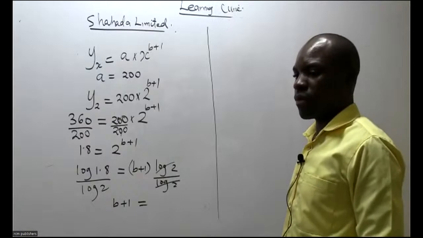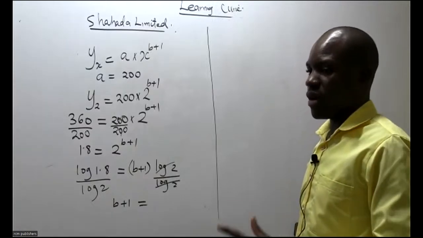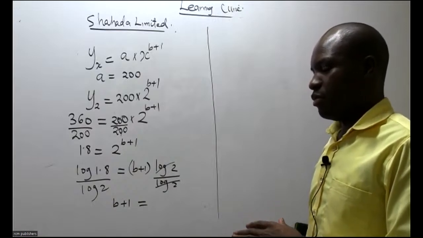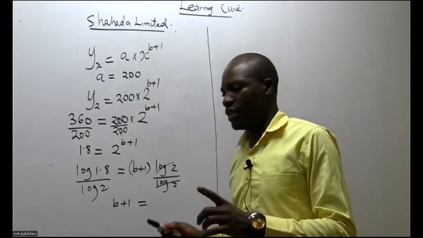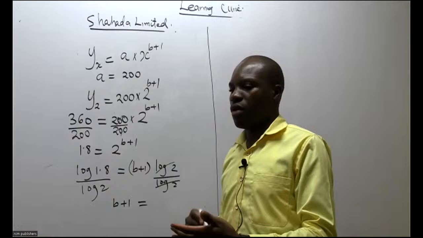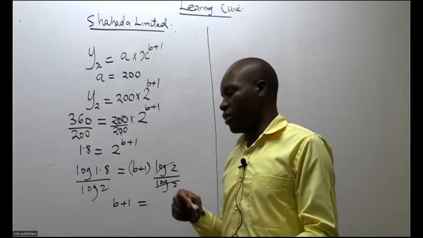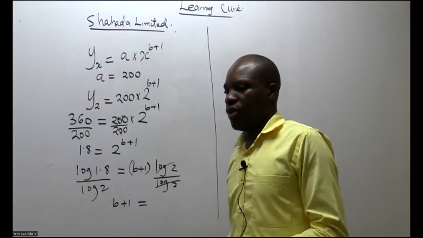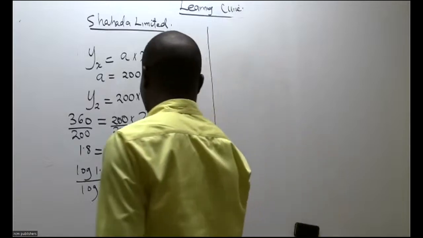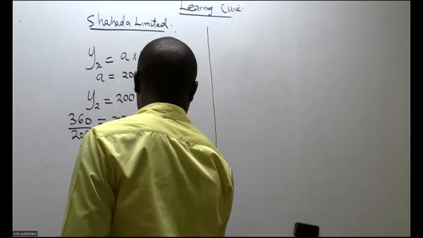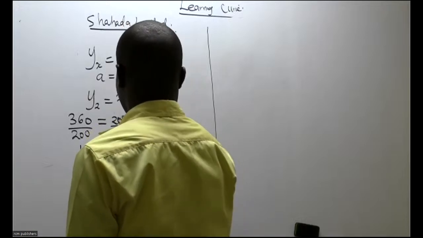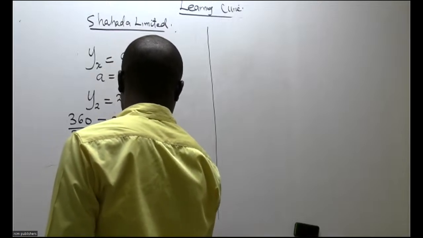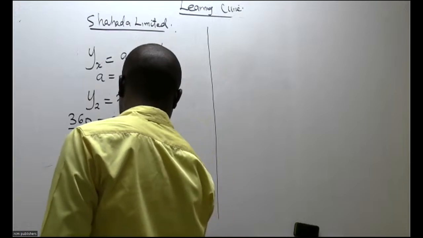What are you getting? Log 1.8 divided by log 2. The way it is, just go to your calculator. Log 1.8 divided by log 2. What will we have here? 0.8480. That is what we have. Are you able to go ahead and give me the value of B? B is equal to 0.8480 minus 1. So what is the value of B?